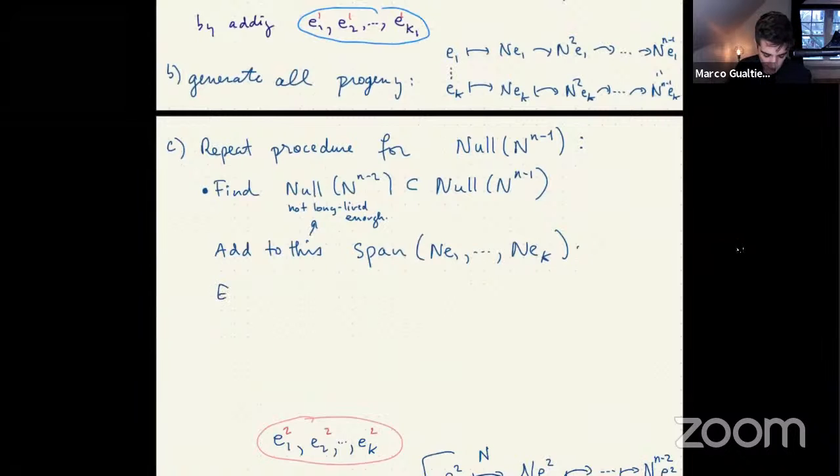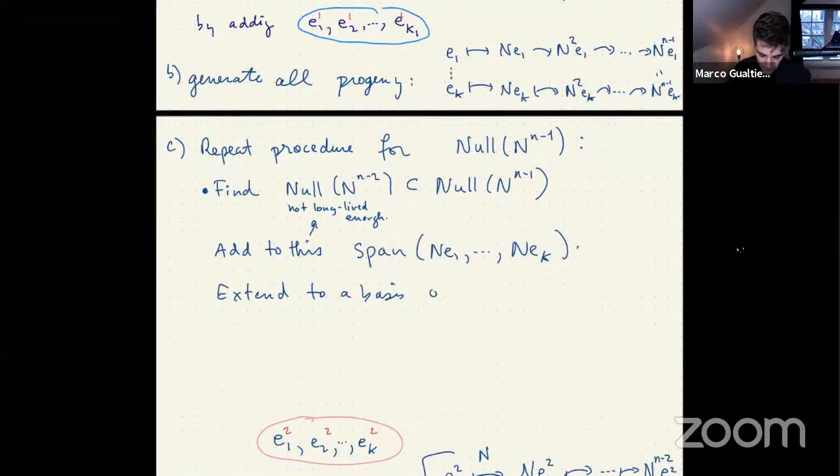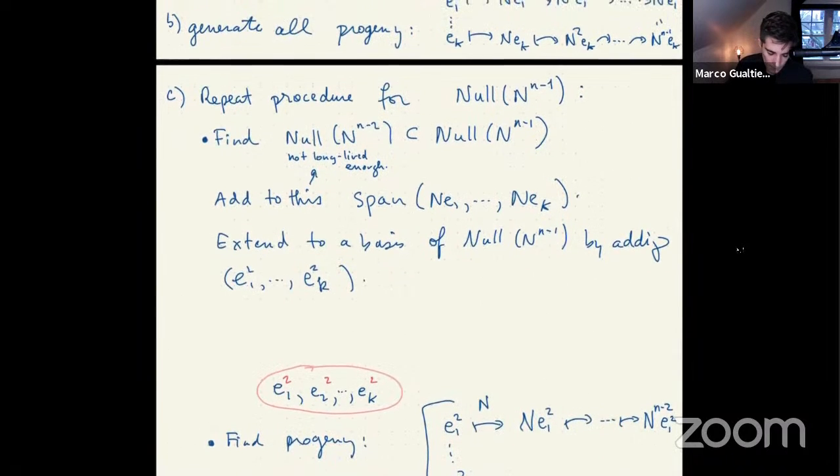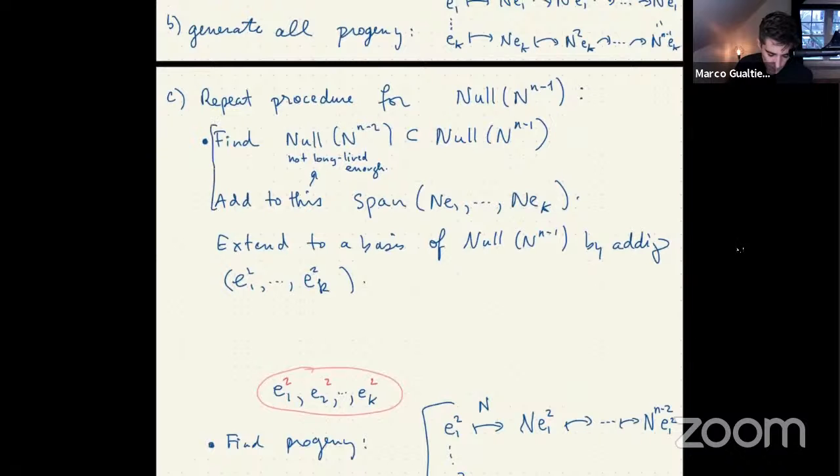and then extend to a basis of null N to the n minus 1 by adding E21 up to E2k. Okay.